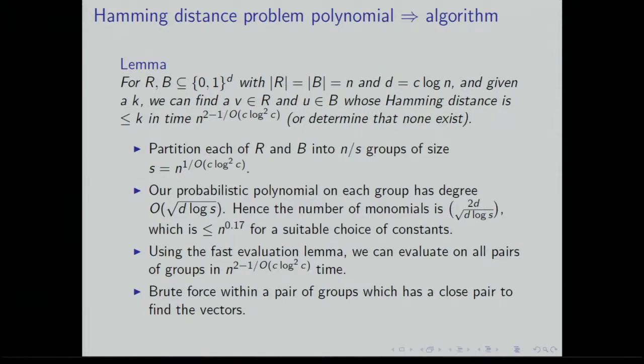And then I guess this will tell us, based on whether any of them returns 1 or not, whether there's a pair with distance at most k. And then the last trick is, if there is such a group, we can just brute force to find which pair of vectors it is, because the S is so small compared to n squared. Okay, so that's the first lemma.